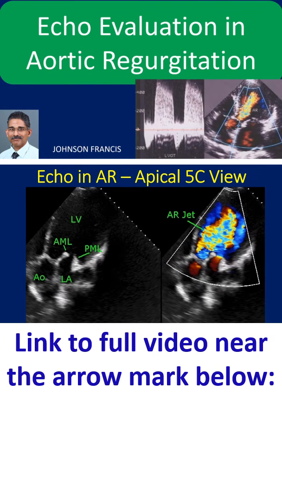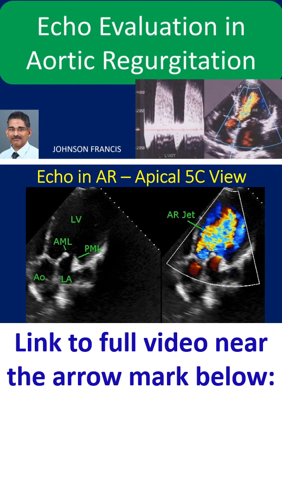Apical 5-chamber view shows the dilated left ventricle, thickened anterior mitral leaflet and posterior mitral leaflet. In this view also, the AR jet is large, extending deep into the LV, indicating severe AR. Thickening of both aortic and mitral leaflets indicate the possible etiology as rheumatic.